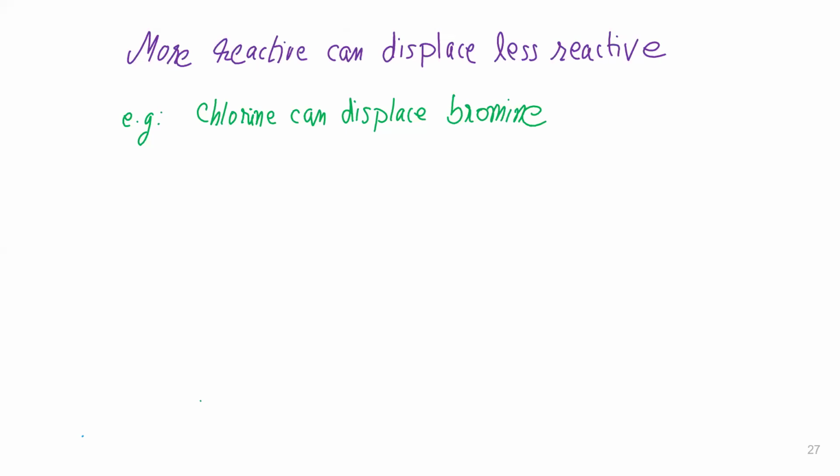The rule comes in: more reactive can displace less reactive. And remember, in halogens, down the group, reactivity decreases. I repeat, in halogens, down the group, reactivity decreases. So chlorine is more reactive than bromine. More reactive can displace less reactive. So you have to copy this.